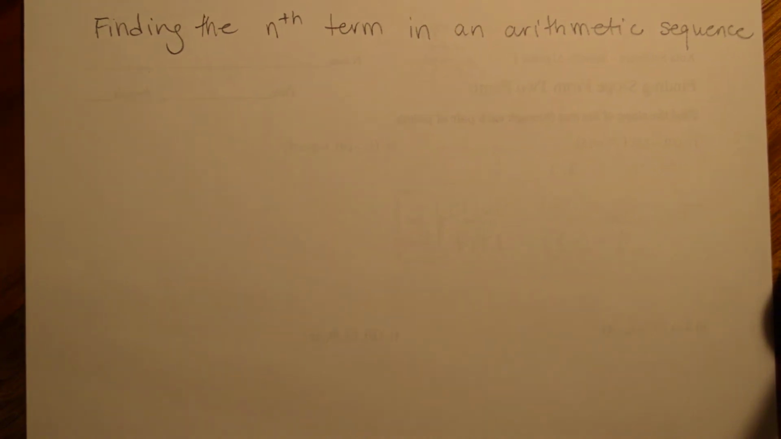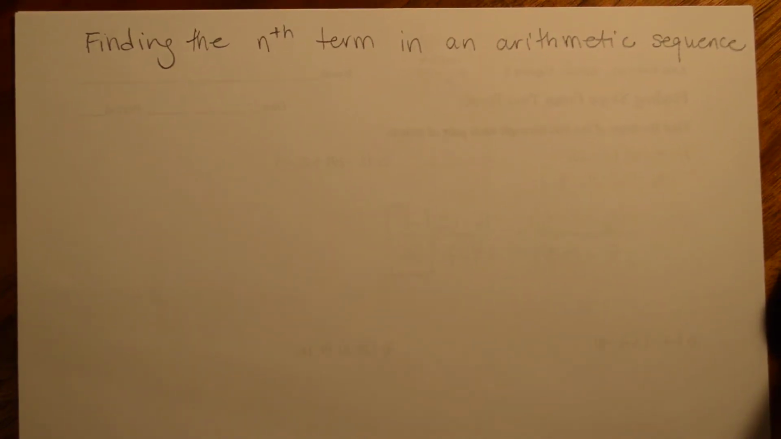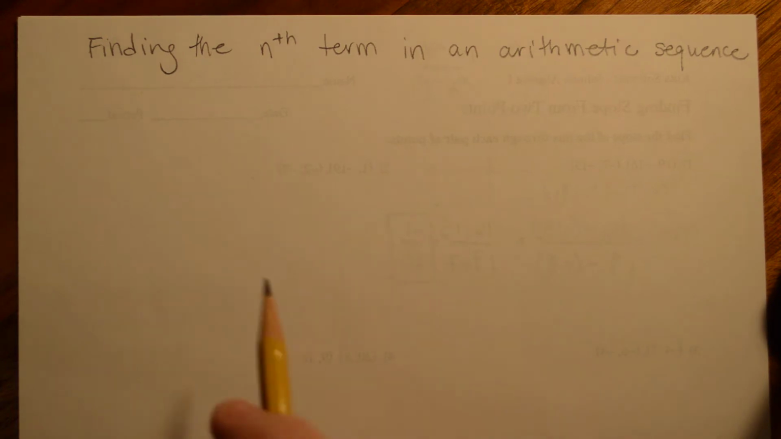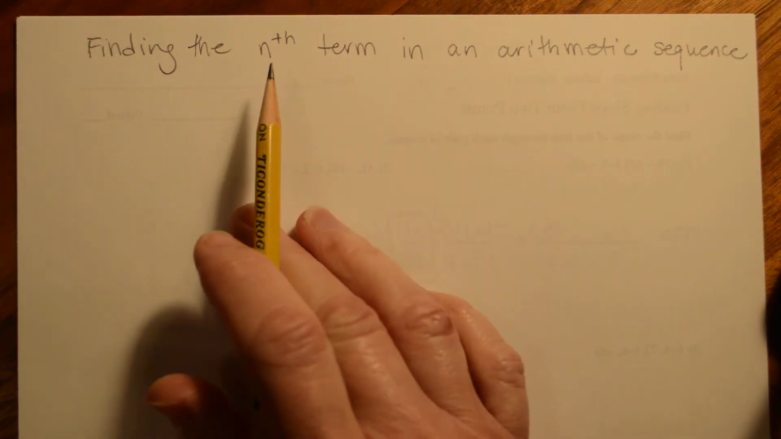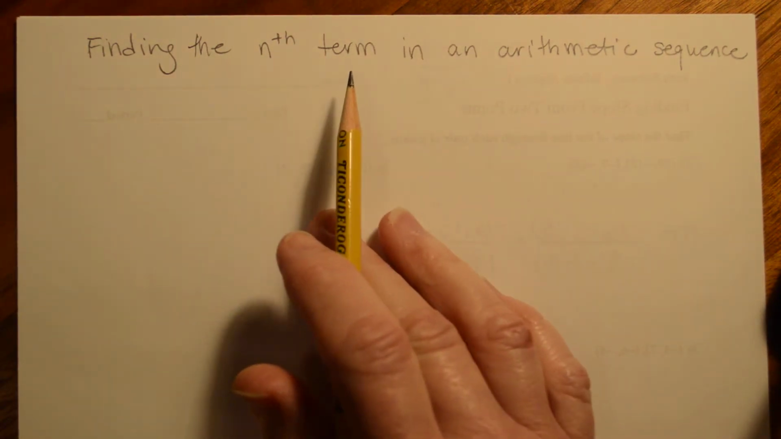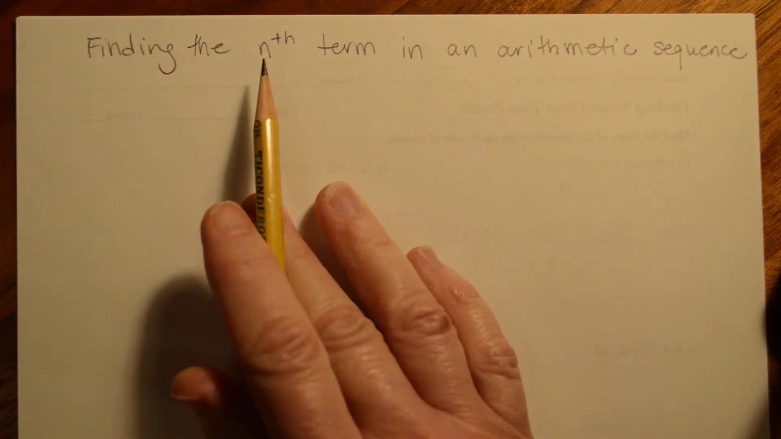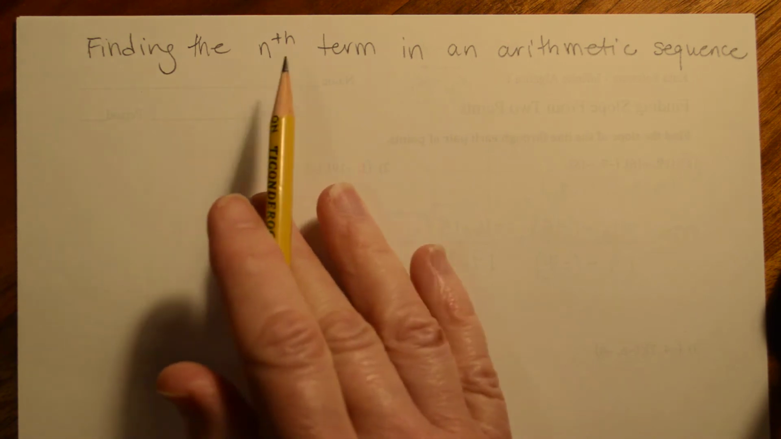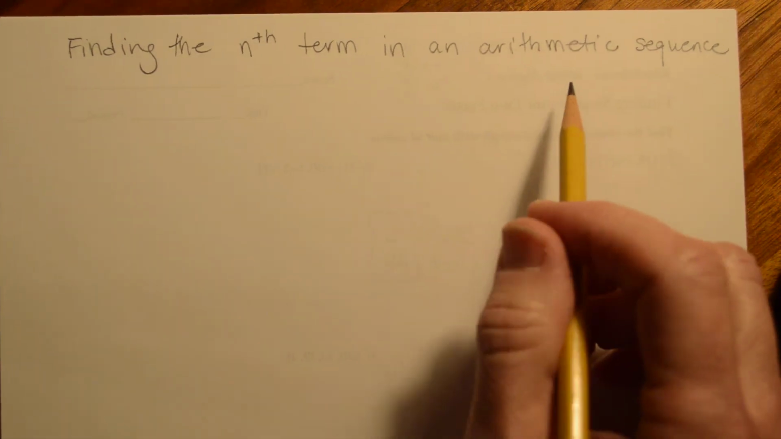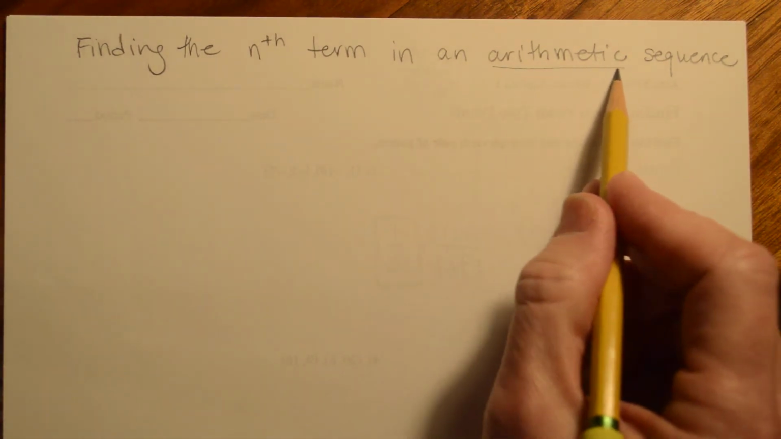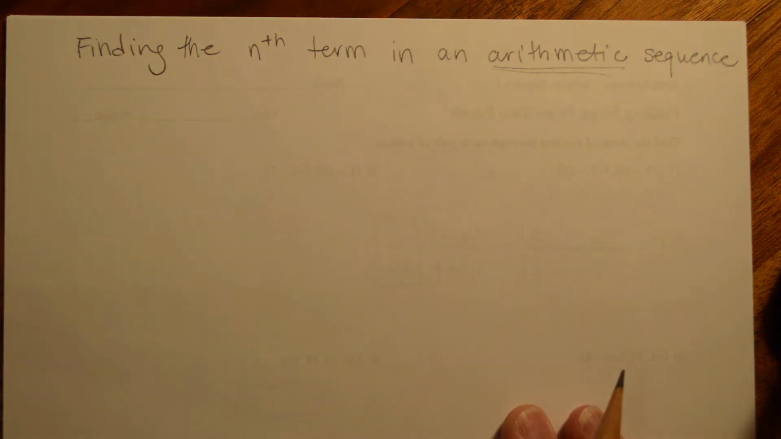So this type of problem has come up frequently in our work this year. It's finding a certain term, which we're going to call the nth term. It might be the 7th term, the 12th term, the 31st term, but finding a specific term in an arithmetic sequence. So before we go on, I just want to talk about an arithmetic sequence.